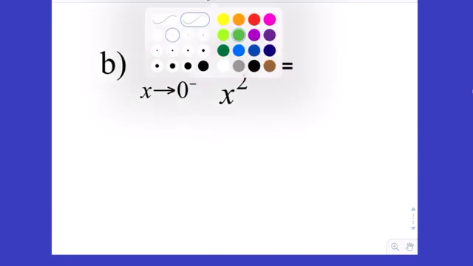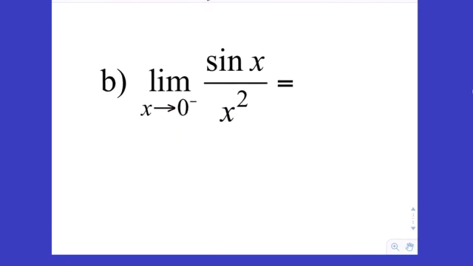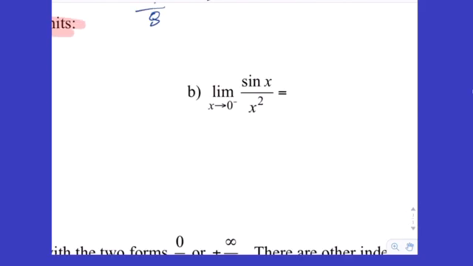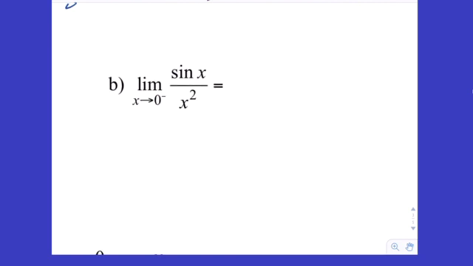All right, letter B. The limit as x goes to 0 from the left side of sine of x over x squared. That's deja vu, right? That's the exact same thing we just did over here. So we know it's going to be some type of infinity. I'm going to spare you going through L'Hopital's rule all over again to get 1 over 0. We know DNE is the safe answer on a free response, but now we need to know what type of infinity it is.